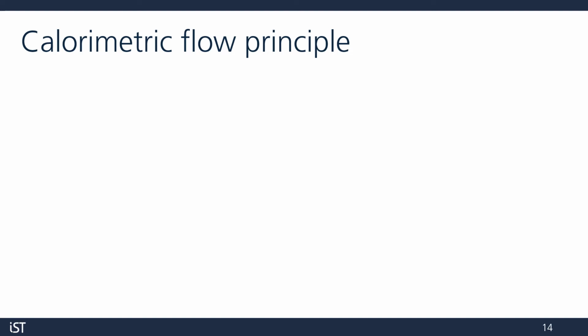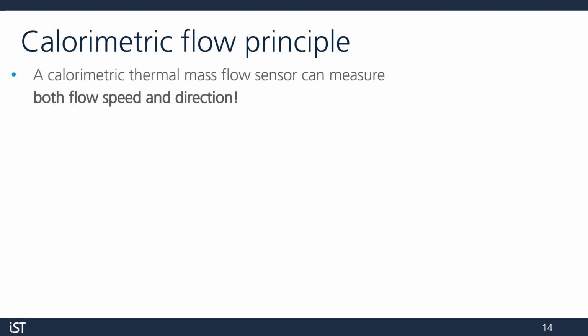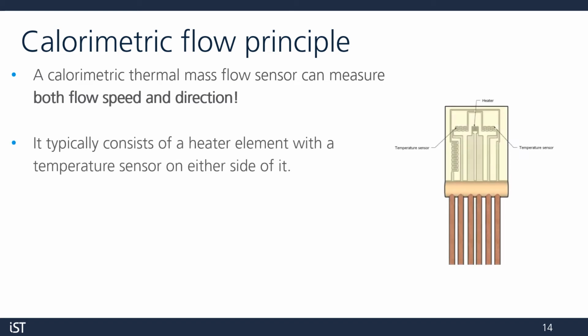Now that we know about the anemometric principle and CTA mode, let's talk about the calorimetric flow principle. With this, we can measure both flow speed and direction. The CTA mode just gave us the flow speed with no direction. Let's take a look at our FS2 sensor.